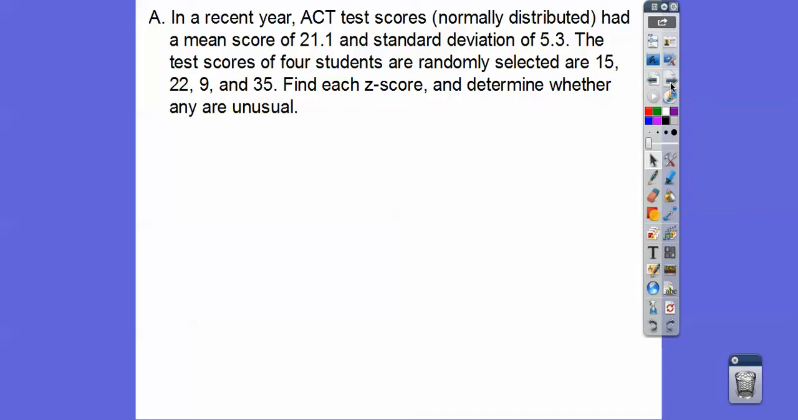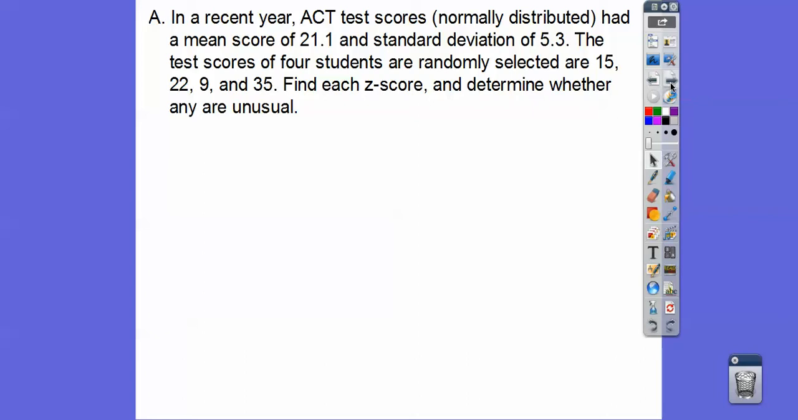Okay. So remember the 68, 95, 99.7 rule. 68% is within one standard deviation. 95% of the data is within 2 standard deviations. So that means anything past 2 standard deviations away is less than 5% of the data. So when we get our z-scores, those are our standard deviations right there.